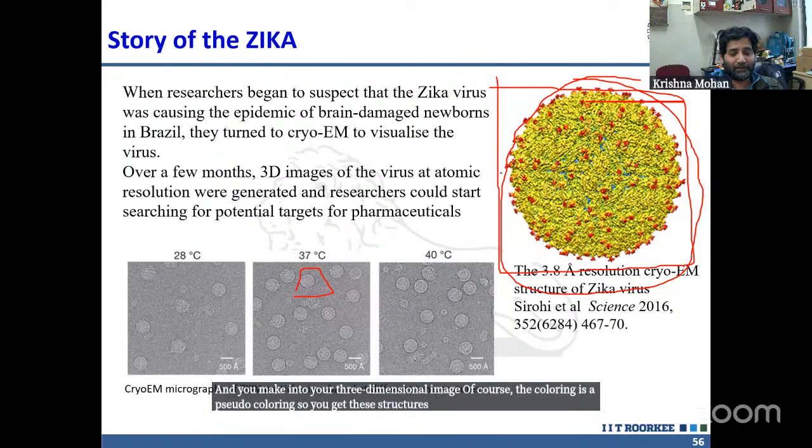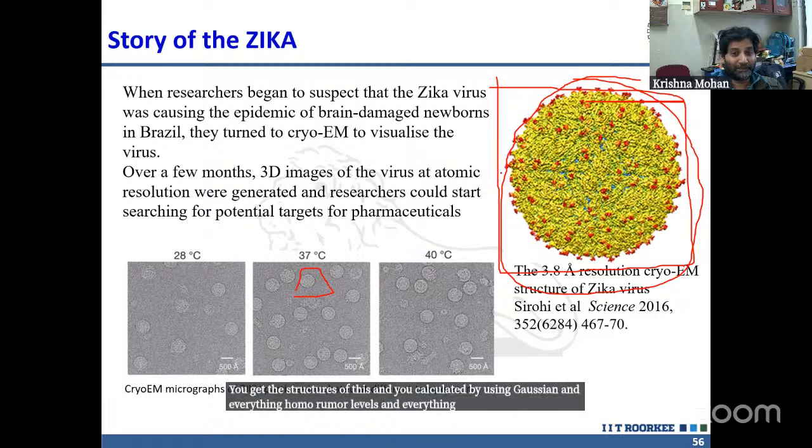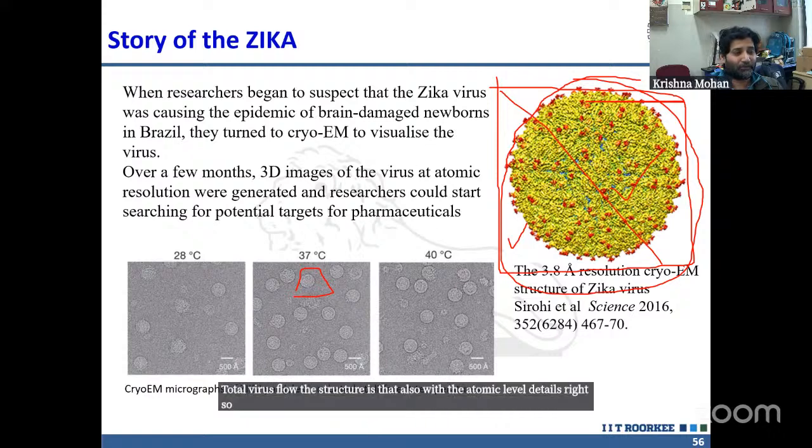Think of single-crystal X-ray, which you might have done for your organic and inorganic molecules. You get the structures and calculate HOMO and LUMO levels using Gaussian and so on. From such a simple molecule, I am showing you the structure of a whole virus, and that too with atomic-level details, right? That is the power of these techniques.